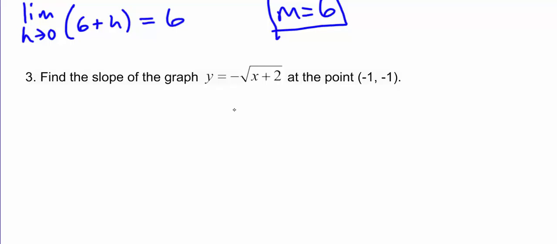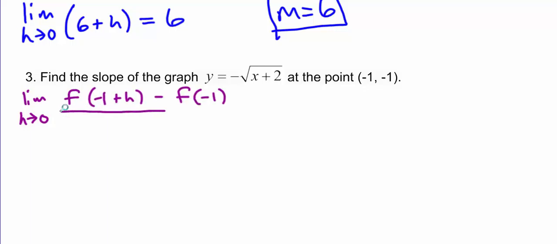All right, we're going to do the next one as well, in similar fashion. We have a radical, it's negative, so we have a couple little complicating factors here, but it's the same kind of idea. So we'll be looking for the limit as h approaches 0 of f of x plus h. Now, in this case, though, x we're saying is negative 1, so we'll say negative 1 plus h minus f of negative 1 all over h.